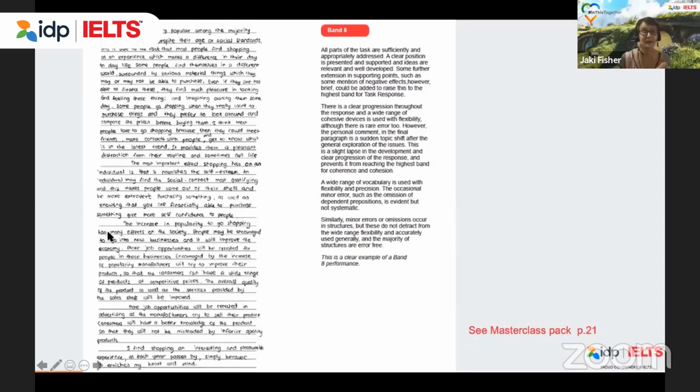Increase in popularity of shopping has many effects on society. People encouraged to go into new businesses. So that's a good point. It will improve the economy. Okay. And so here's another point about effects on society as well. And then the conclusion is here.